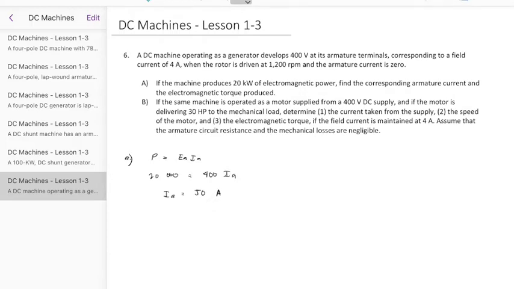Assume that the armature circuit resistance and the mechanical losses are negligible. So, una na itong buhaton for letter B is to convert ang 30 horsepower. So 1 horsepower is equal to 746 watts. Or atong 30 horsepower is equal to 22,380 watts. So muna siya nga to ang power. So muna siya ang power na gina-deliver sa atong motor in this case.